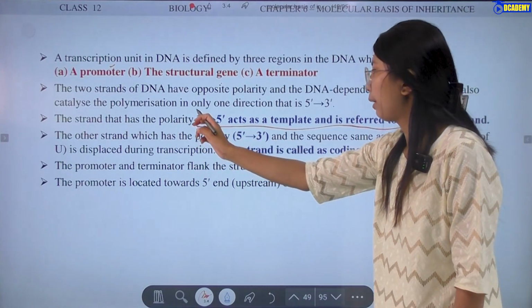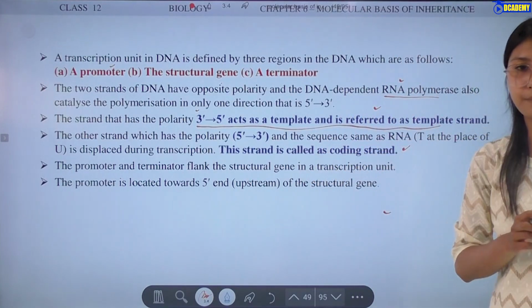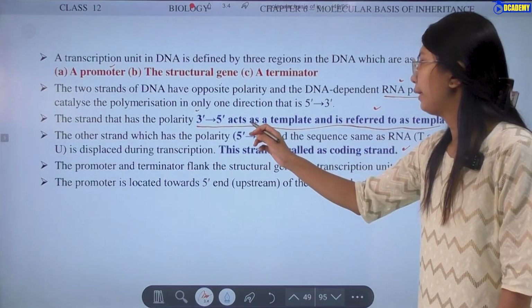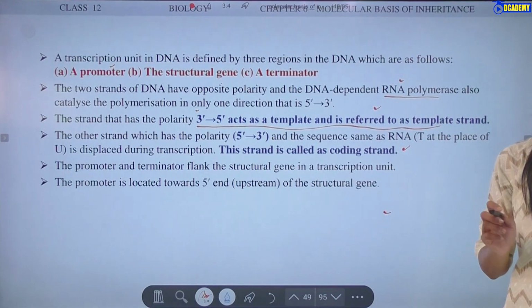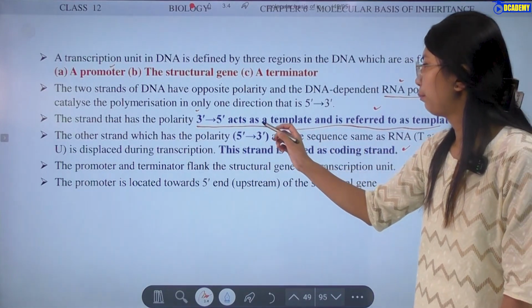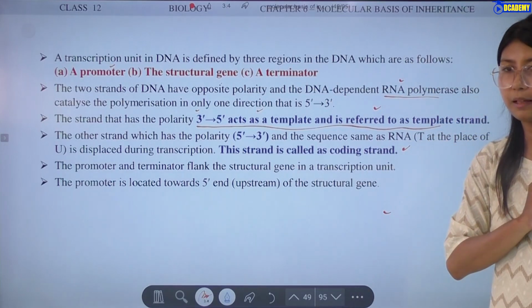The strand with polarity 3 prime to 5 prime is a template and is referred to as the template strand.